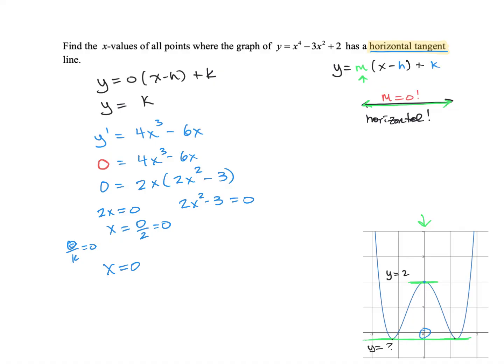That gives us one of the x values. And the other x values: 2x squared equals 3, x squared equals 3 over 2, x equals, don't forget your plus or minus, the square root of 3 over 2. You can leave it that way, or you can type it in your calculator and get a decimal. But this will give you these values right here.